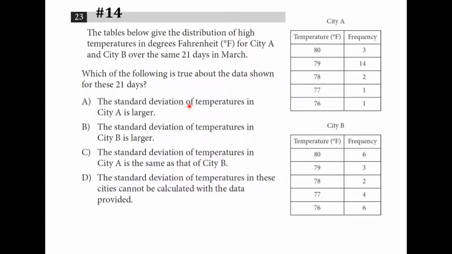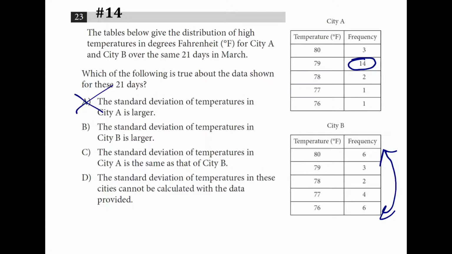Here for choice A, the standard deviation in City A is larger. Well, we see that this frequency of 14 means that there are far more days where the temperature is 79 compared to anything else. When things are way more spread out across the different temperature ranges, that means that actually City B has a larger standard deviation, because that's what standard deviation means, the spread of the data.